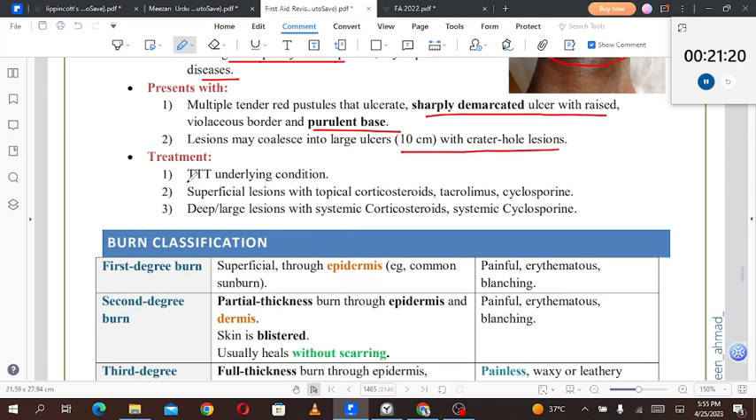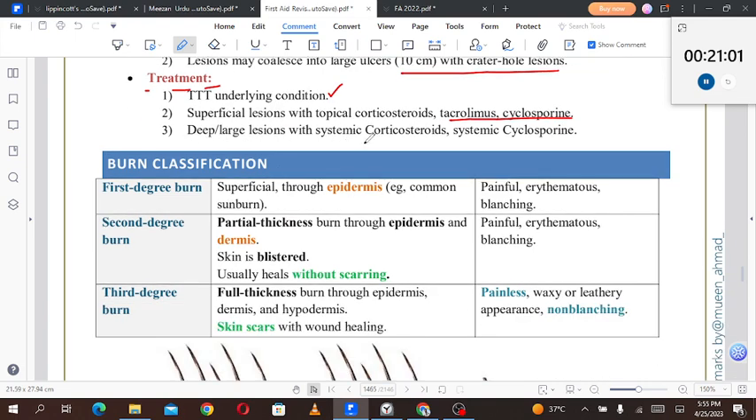Treatment. Treatment of the underlying condition. Treatment contains 3 T's: 1, 2, 3. So that is why they shortened it to TTT. TTT: treatment of the underlying condition. Superficial lesions are treated with topical agents like corticosteroids, tacrolimus and cyclosporine. Deep, large lesions are treated with systemic corticosteroids, for example, systemic cyclosporine.